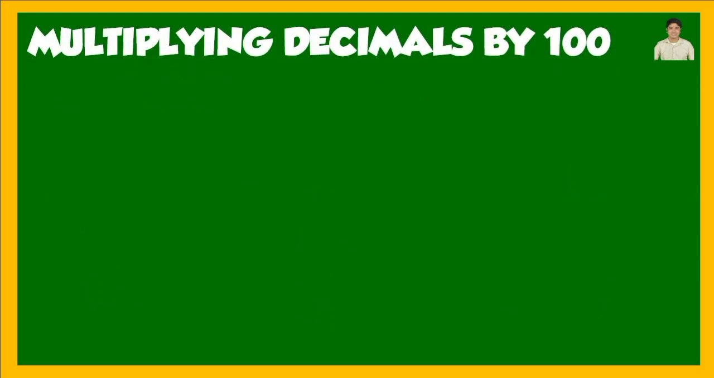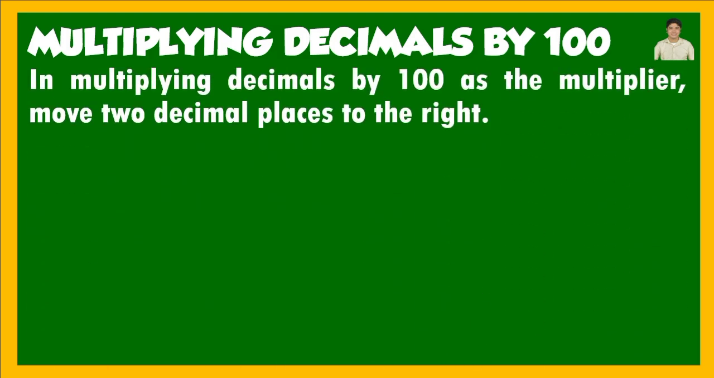And then finally, multiplying decimals by 100. So, in multiplying decimals by 100 as the multiplier, move 2 decimal places to the right. So, kung mapapansin nyo, kapag nagiging dalawa yung 0, 2 decimal places ang ating minumove. Kapag isa lang naman, isa. So, nakadepende dun sa 0 ang decimal places natin na imumove.